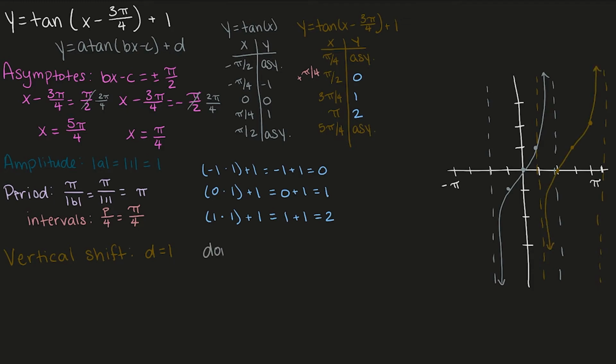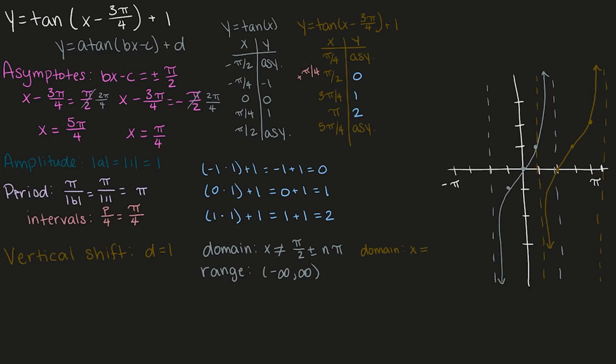Our domain for our parent function is x does not equal pi over 2 plus or minus n pi, and our range is -infinity to infinity. Our domain for our transformed function, x does not equal our asymptote, pi over 4, plus or minus n pi, and our range is -infinity to infinity.